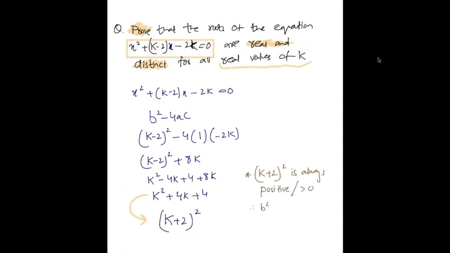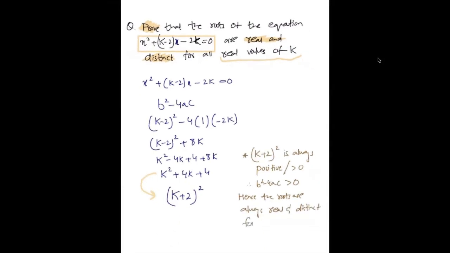Therefore, b square minus 4ac is greater than 0. And if b square minus 4ac is greater than 0, you're going to say that hence the roots are always real and distinct for all values of k.